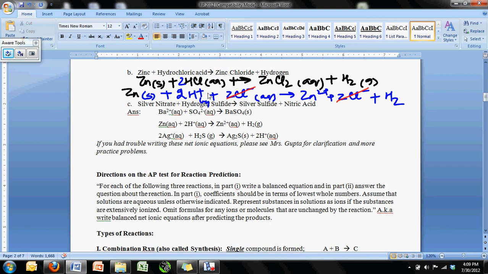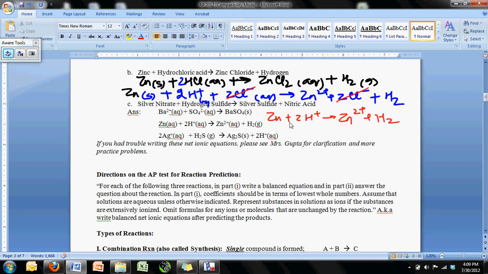Another commonly made mistake, sometimes kids cross out 2H plus with H2. Remember, these are two different species. H2 is a molecule, 2H plus is an ion. You can't cancel them out. So what's the net ionic equation? Zn plus 2H plus gives you Zn2 plus H2.